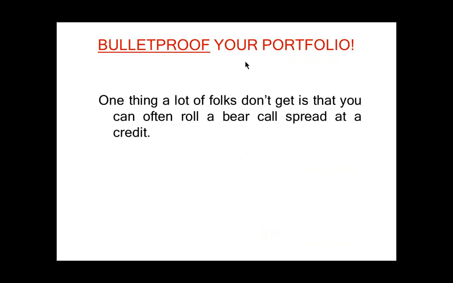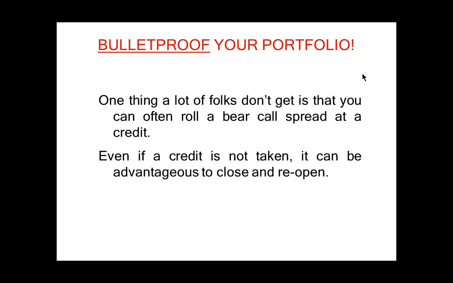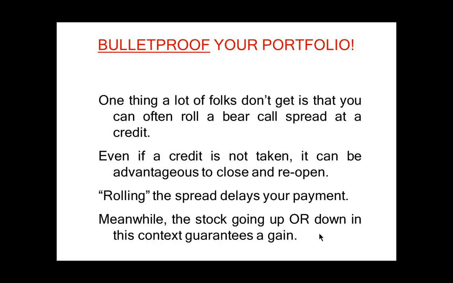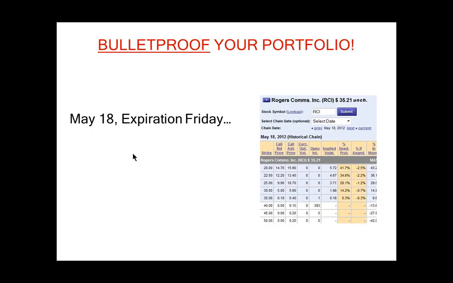One thing a lot of folks don't get is that you can often roll a bear call spread at a credit, or if you don't take a credit, it can still be advantageous to close and reopen, and that's what we're showing here. Closing and reopening it, rather than delivering our stock at $35 a share. We've closed and reopened instead of an April bear call spread. Now it's a May bear call spread. Meanwhile, the stock going up or down in this context guarantees a gain because of how much we've collected. Now, on May 18th, expiration Friday, guess what happened?